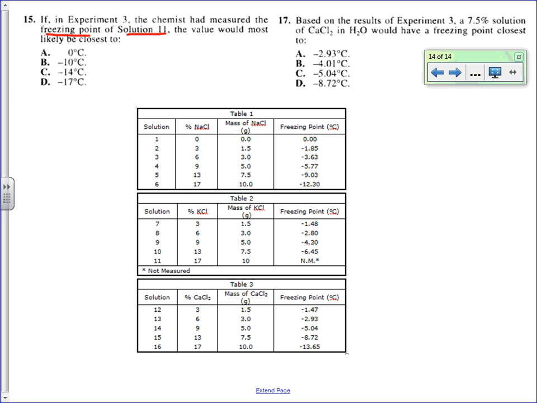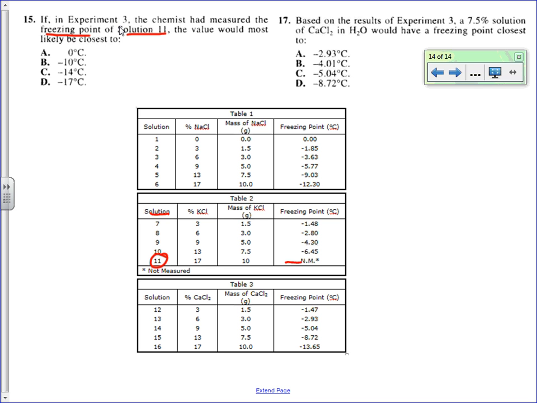We're also looking at solution 11, which is a weird one. You'll see that solution 11, here's our solution numbers. Solution 11 actually doesn't exist. All right, so what they're saying is what would happen if you were to measure solution 11. What do you think that you would get by measuring solution 11? So we have to kind of look at what the trend is for this one.